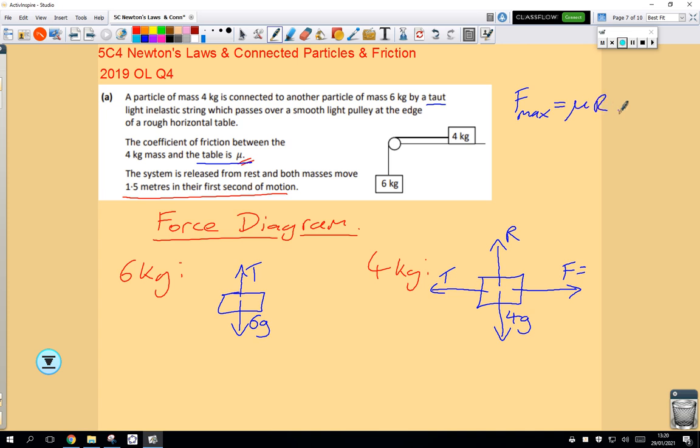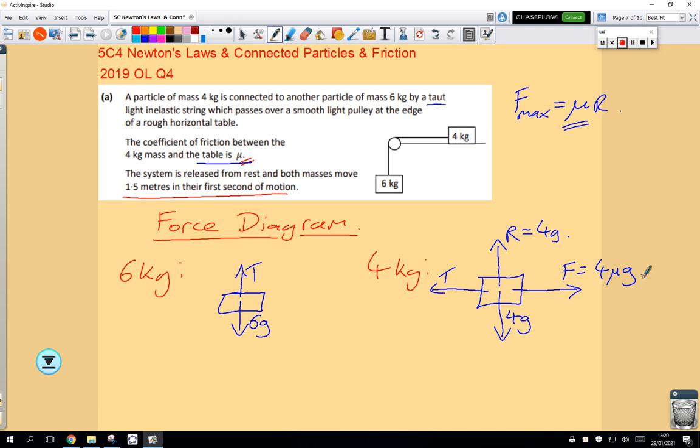Looking over here at this first particle, it should be plain enough at this stage to say that the normal reaction is 4g. There will be no upwards or downwards acceleration for the 4 kilogram mass, so the normal reaction has to equal the downward force 4g, which means friction is just going to be mu times 4g, 4 mu g. That's going to be my friction force.